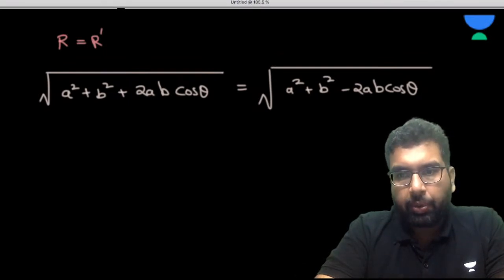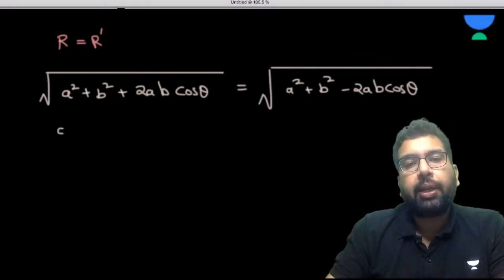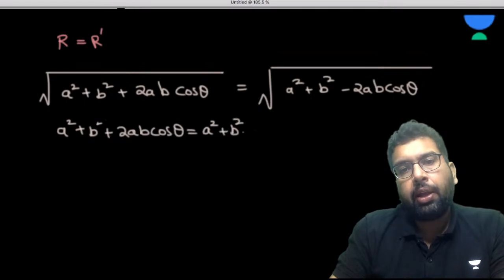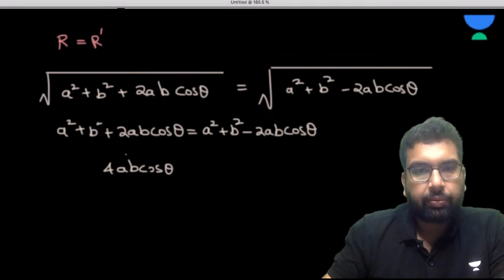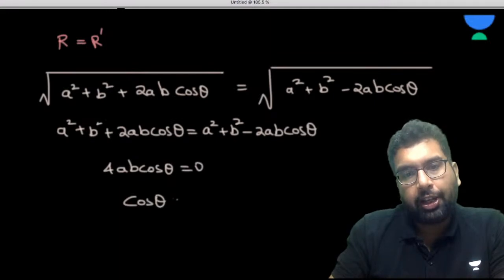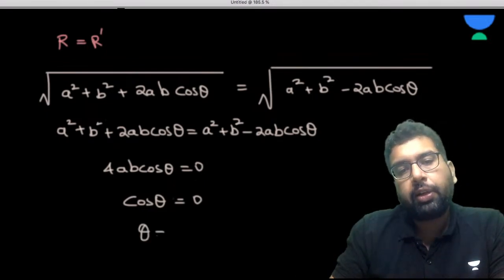Okay, now proceeding from here, if I square both sides, it will become a square plus b square plus 2ab cos theta is equal to a square plus b square minus 2ab cos theta. So 4ab cos theta is equal to 0, so cos theta will become 0 because 4ab can't be 0. So cos theta is going to be 0, so theta is going to become 90 degree.